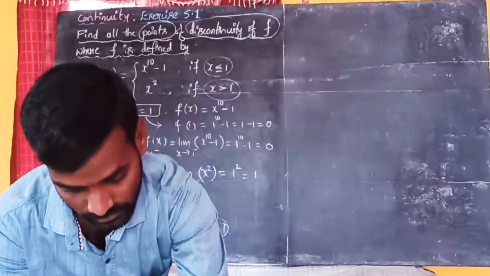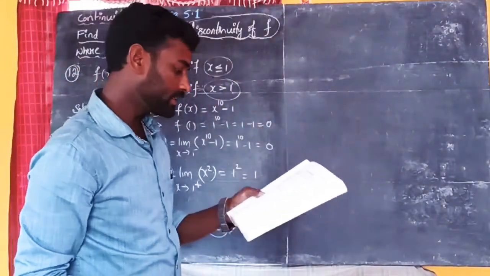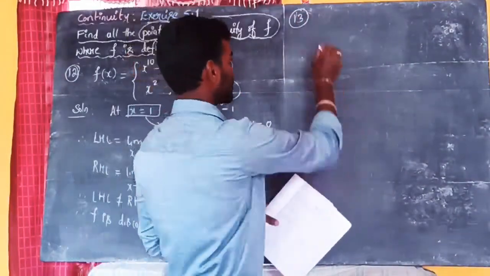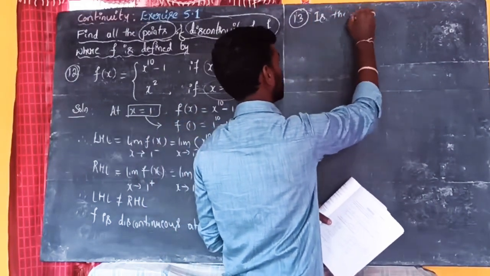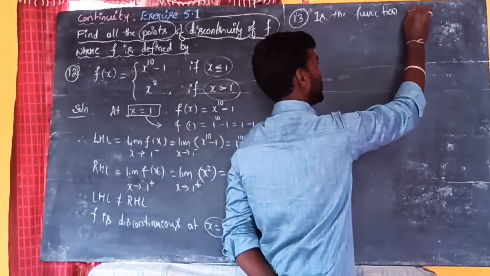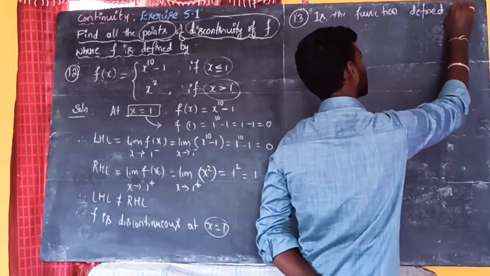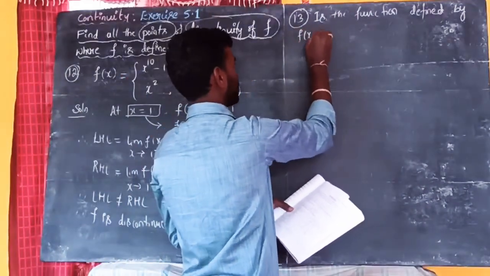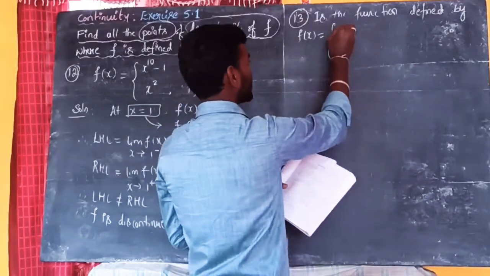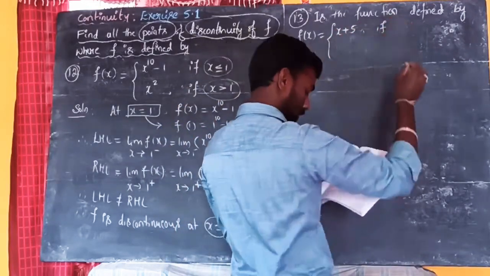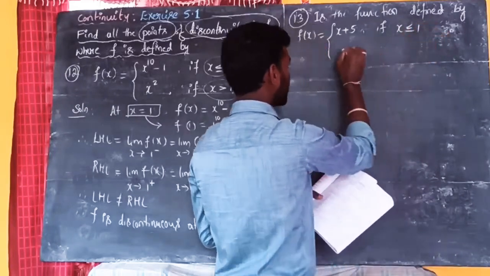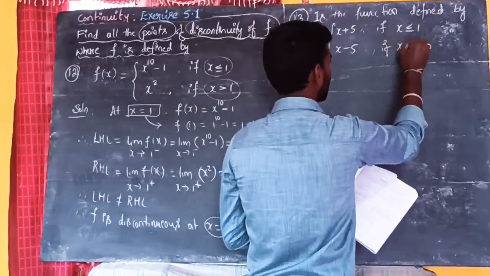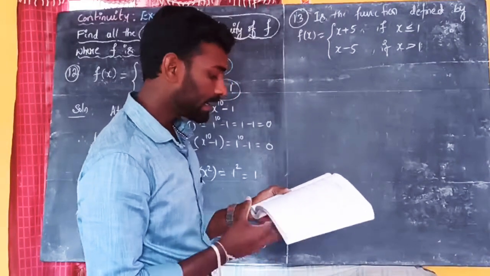Next question. 13th one. 13. Is the function defined by f of x is equal to x plus 5, if x is less than or equal to 1, and f of x is equal to x minus 5, if x is greater than 1, a continuous function?